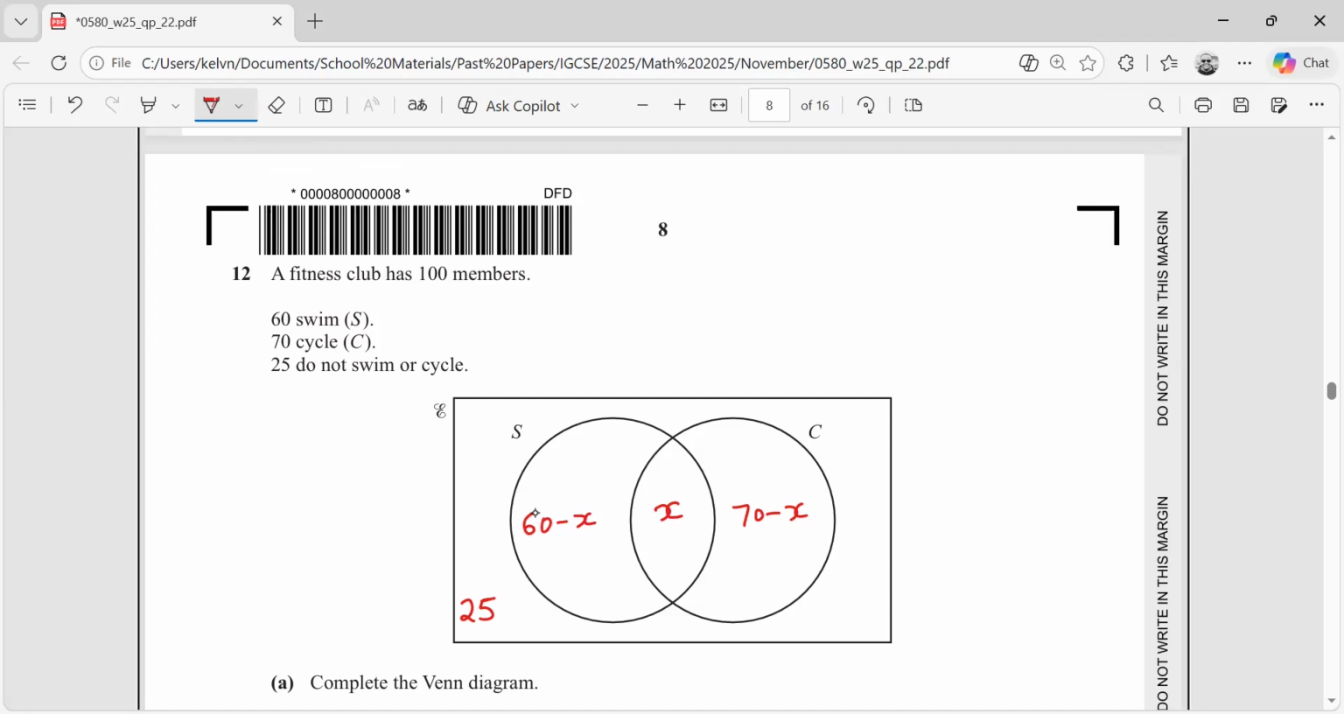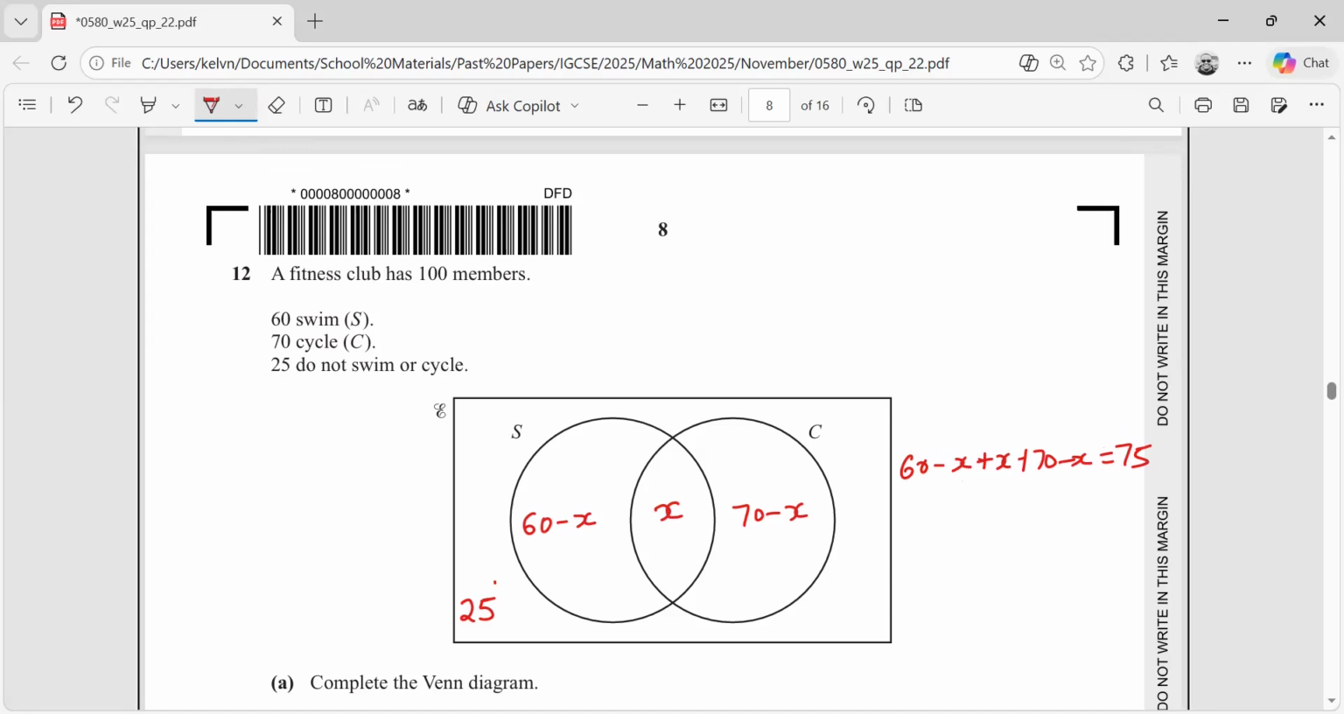To find the value of X, just remember we have 100 members. 25 of them don't do either activity. So we're only remaining with how many? 75. Those 75 are represented by S and C, swimming and cycling. So we can add everything here, and it should add up to 75 members. So we'll do 60 minus X plus X plus 70 minus X equals 75. Let's find out what X is and complete our Venn diagram for part A.